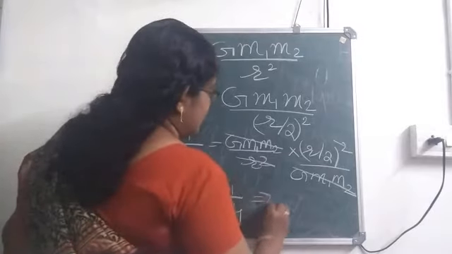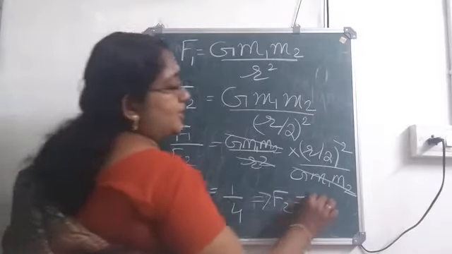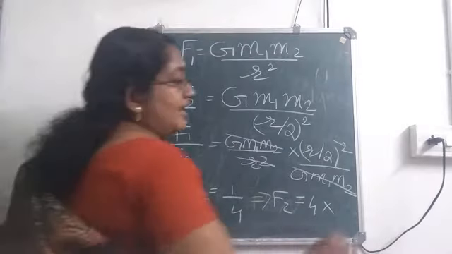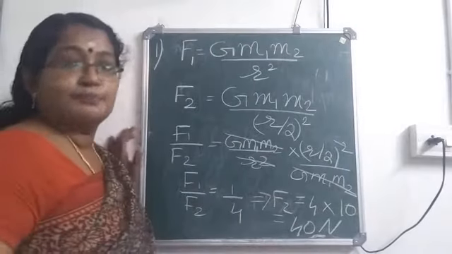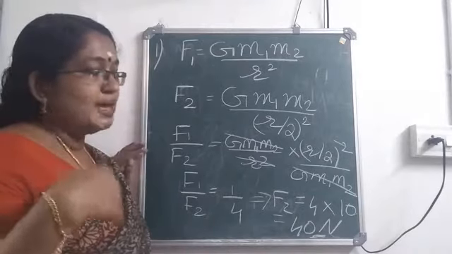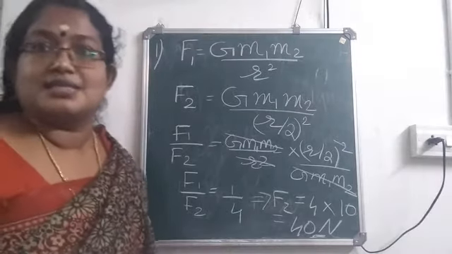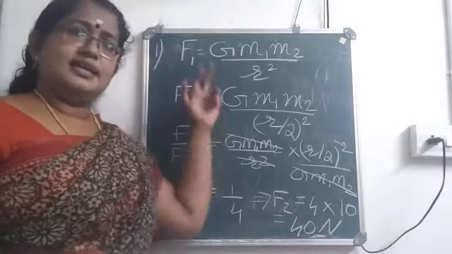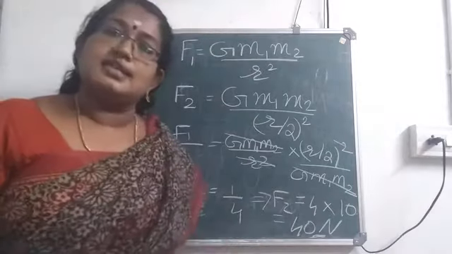Cross multiply this. F2 into 1 is F2. This will be equal to 4 into F1. How much is F1 given in your textbook in the question? It is given as 10 Newton. So 4 into 10 which is equal to 40 Newton. So if the separation between the two bodies is made into half, what happens to the force? Force will become 4 times. Okay, so the answer is 40 Newton. Is it clear? Just write the equation, standard form. Write the equation, then divide it since it is a comparison.